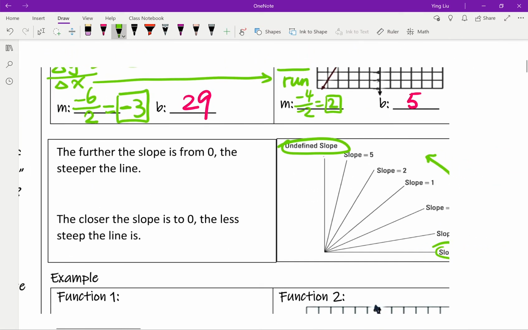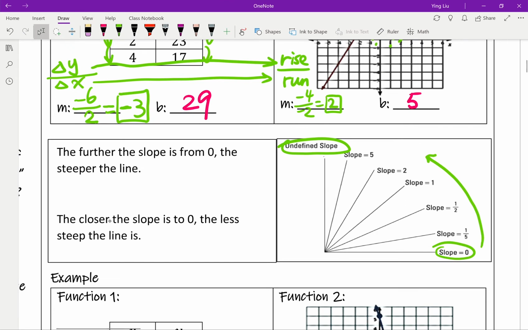Okay, so we can see that the further the slope is from 0, so the bigger the number gets, the steeper the line is. And if it's closer to 0, like these fractions here, then it's going to be less steep, because when it approaches 0, it becomes more and more like a flat horizontal line.